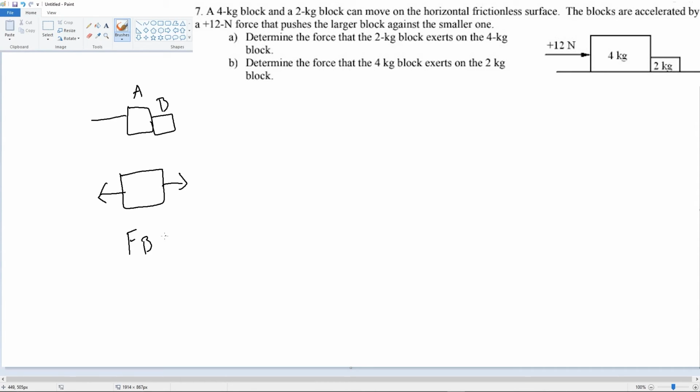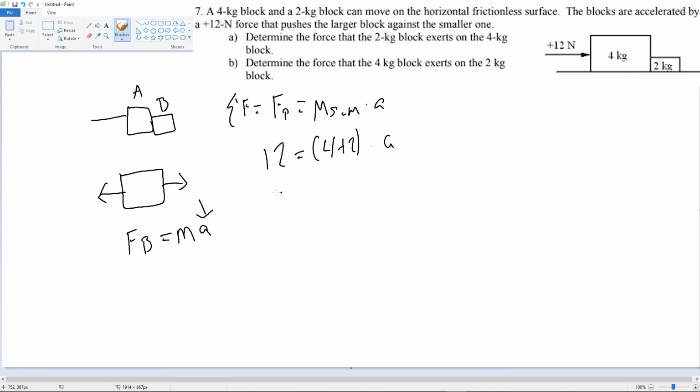So we can set this up as force B is equal to mass times acceleration. However, we need to find acceleration before we can do this. So we're going to set this up as the net force of the entire system. So the net force of the entire system is equal to force applied. We're going to set that equal to the mass of the system, so M sum times A. Force applied, as said, is 12 newtons. M sum is equal to 4 plus 2, because that's the sum of all the blocks, times A. And we're going to solve for A. So 12 is equal to 6A, divided by 6, divided by 6. A is equal to 2.